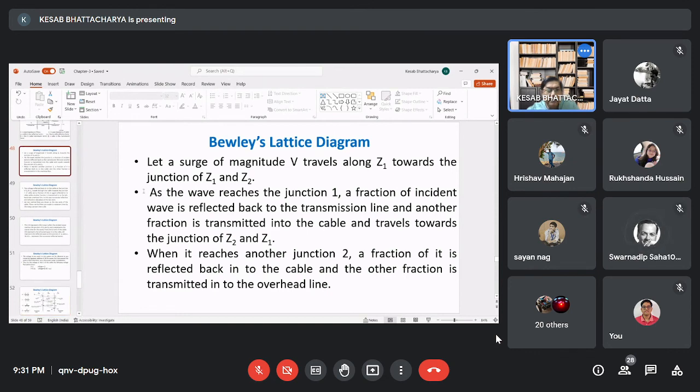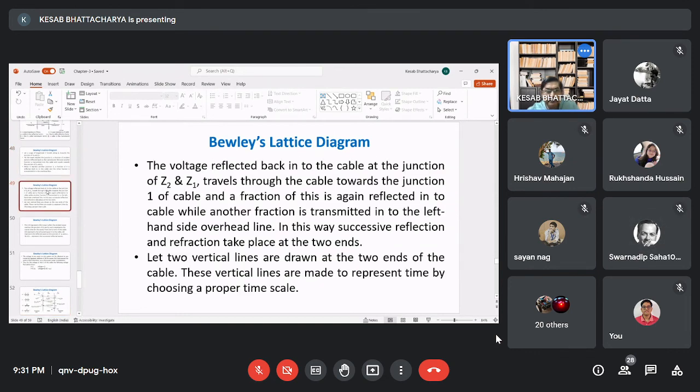Yes, sir. Okay. The voltage reflected back into the cable at the junction of Z2 and Z1 travels into the cable towards junction 1 of the cable, and a fraction of this is again reflected into the cable while another fraction is transmitted into the left hand side overhead line. Should I show you the diagram or do you understand this sentence?